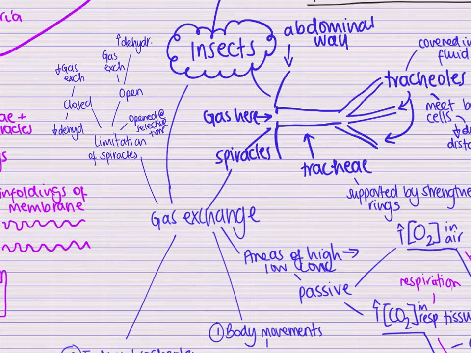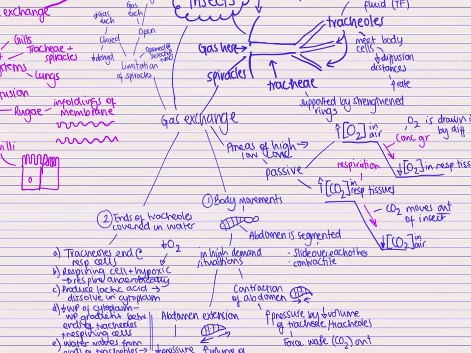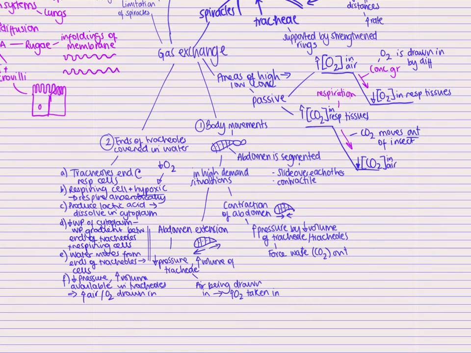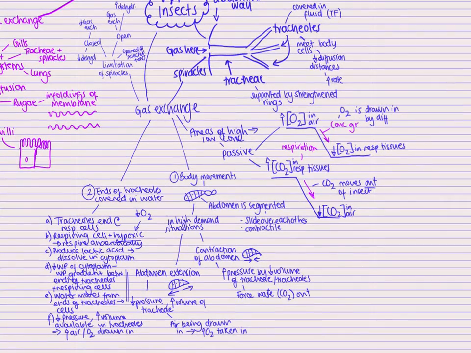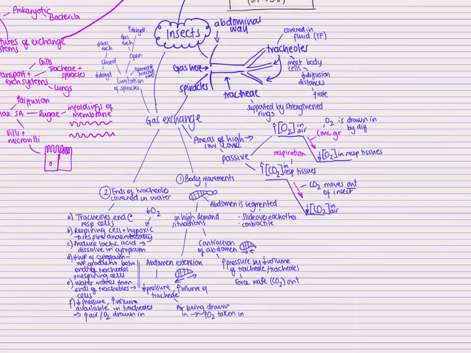And that's why the insects rely quite a lot on these body movements that we've spoken about and the fact that the ends of the tracheoles are covered in water. Normally, they're going to be closed to limit the water loss. So the passive movement of oxygen and carbon dioxide in and out of the insect body is not necessarily going to provide enough oxygen. So let me zoom out there a little bit.